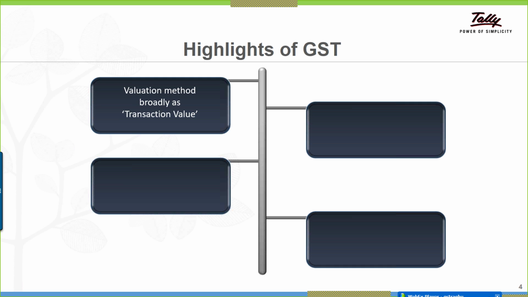And a few other valuation methods, broadly as transaction value. In the invoice, apart from the product value, if you are charging anything else, assume transportation, insurance or any other charges, you need to ensure that it is added to the product value, and then you need to charge GST. That's called the valuation method, broadly as transaction value. Now onwards, each transaction with regard to branch transfer is taxable, and it can immediately be eligible for input tax credit as well.